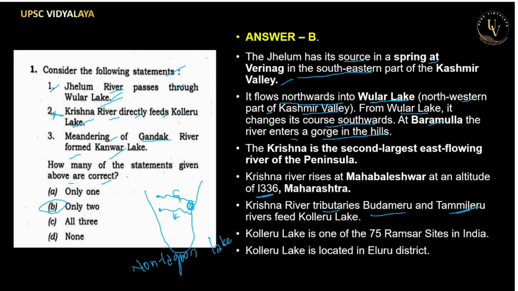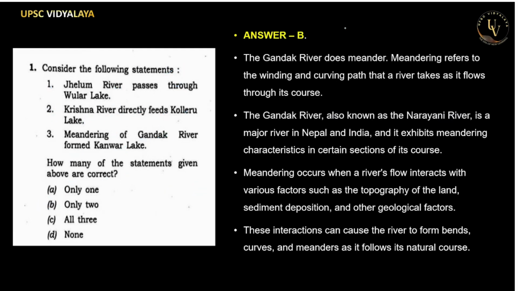And consider the meandering of Gandak River. The Gandak River does meander. What does meandering mean? For example, if the river is flowing like this, it actually meanders in this way. Because of floods and so on, if silt is deposited here, what will happen? Eventually this part cuts away from the river, and the river will now flow like this. And what about this part? It will become an oxbow lake. So this is called meandering.